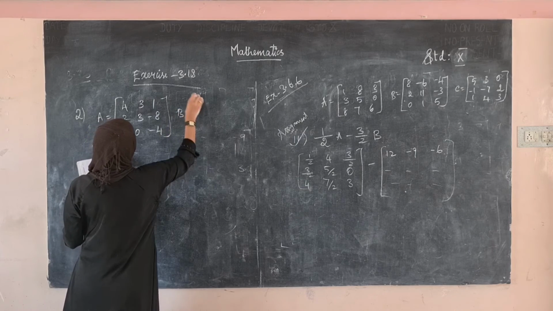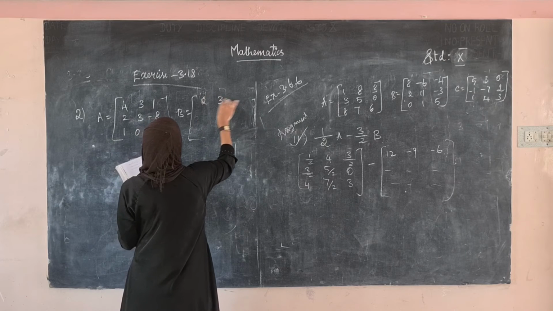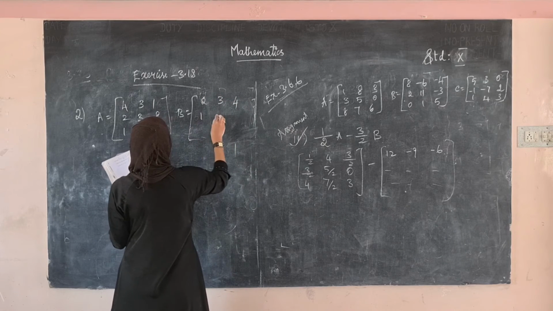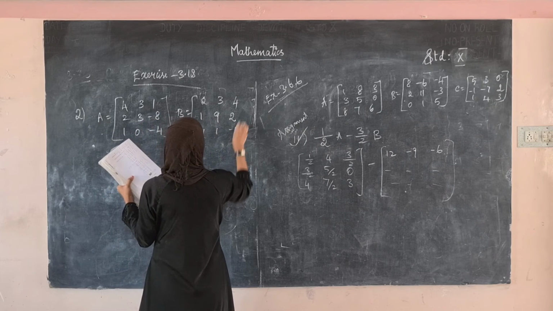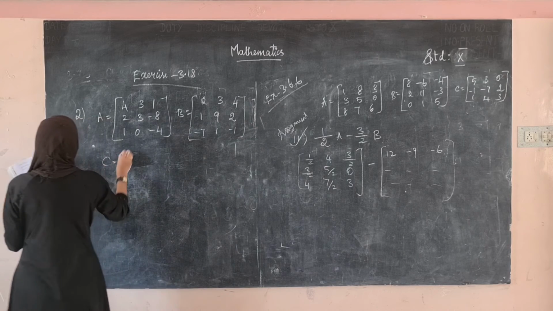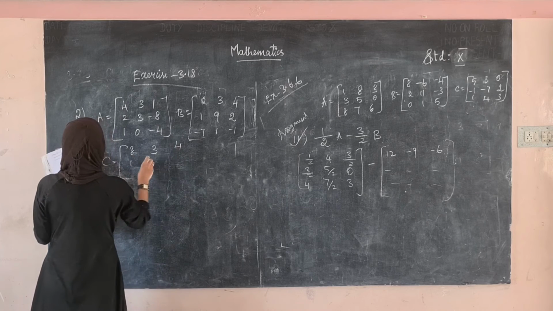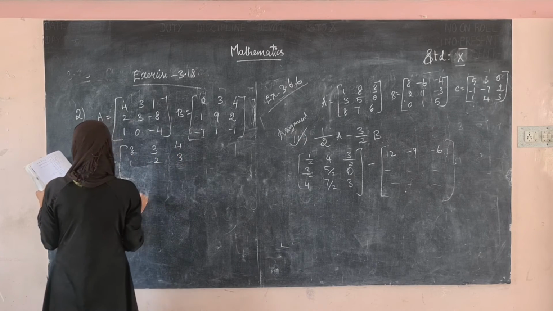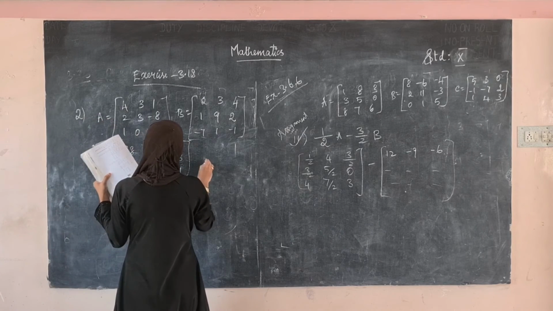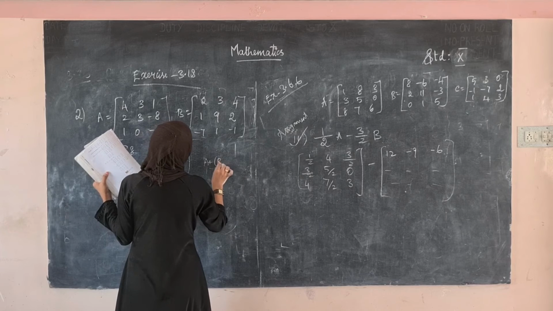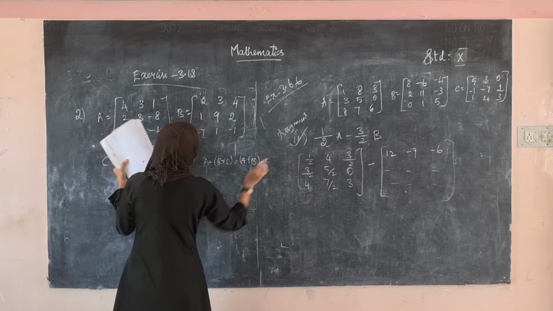And what is B? 2, 3, 4, 1, 9, 2, minus 7, 1, minus 1. What is the matrix C? C is 8, 3, 4, 1, minus 2, 3, 2, 4, minus 1. What is the associative property? A plus B plus C is equal to A plus B plus C.